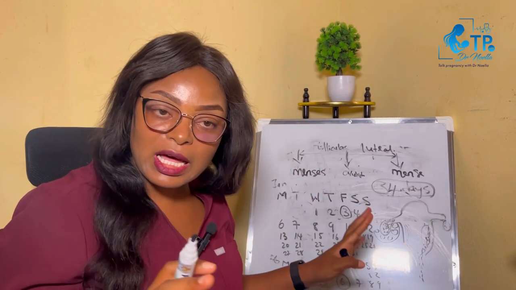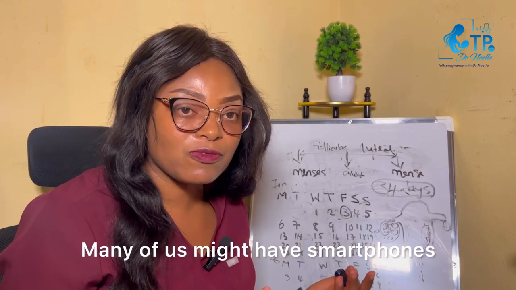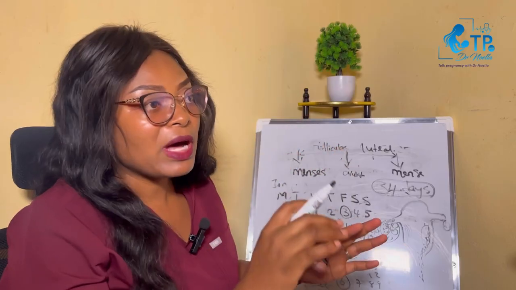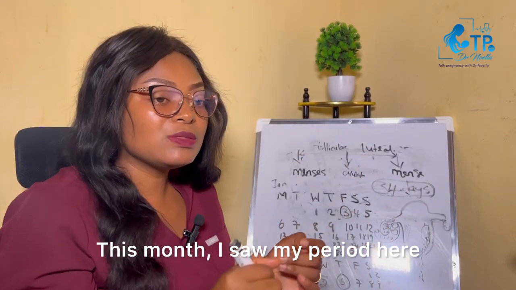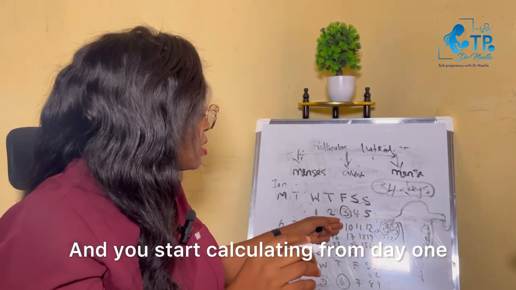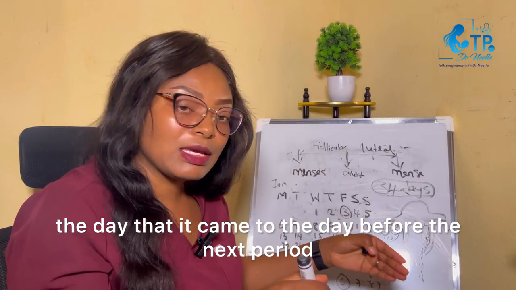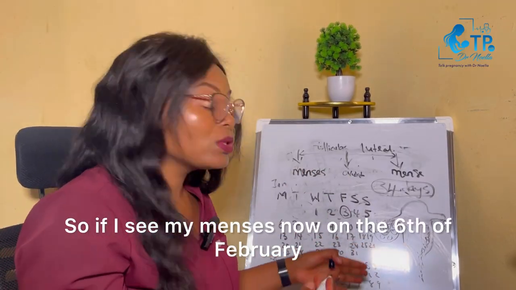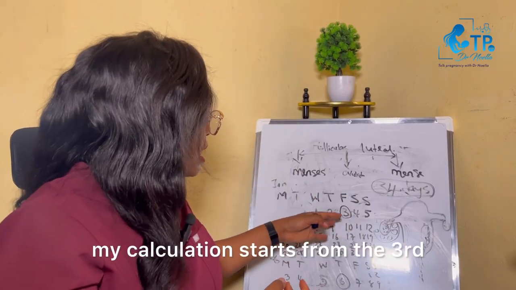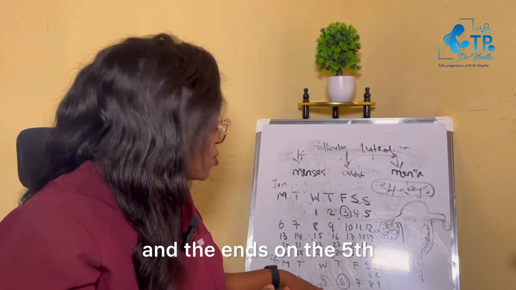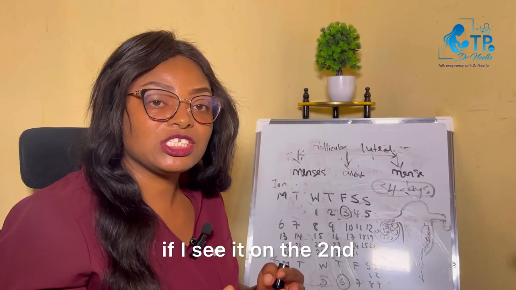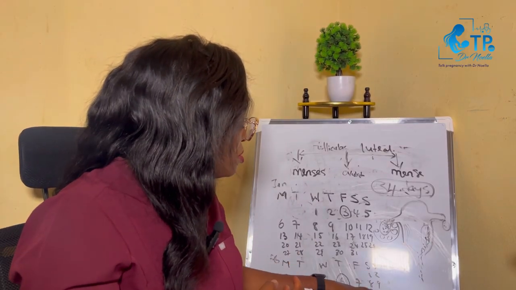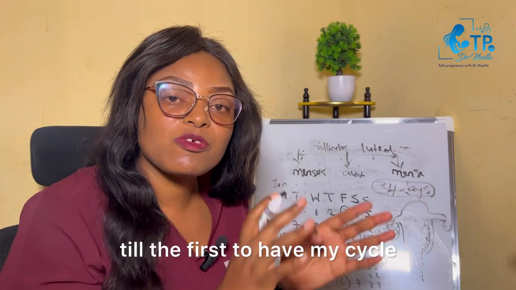So you just look for your calendar, use your phone. We all have smartphones, many of us might have smartphones. Use your smartphone. Just go and mark it. Okay, I saw my period here. This month I saw my period here. And you start calculating from day 1, the day that it came, to the day before the next period. So if I see my menses now on the 6th of February, my calculation starts from the 3rd and it ends on the 5th, because I know that in March, if I see it on the 2nd, I'm going to start counting from the 6th, 1, 2, 3, 4 till the 1st to have my cycle.